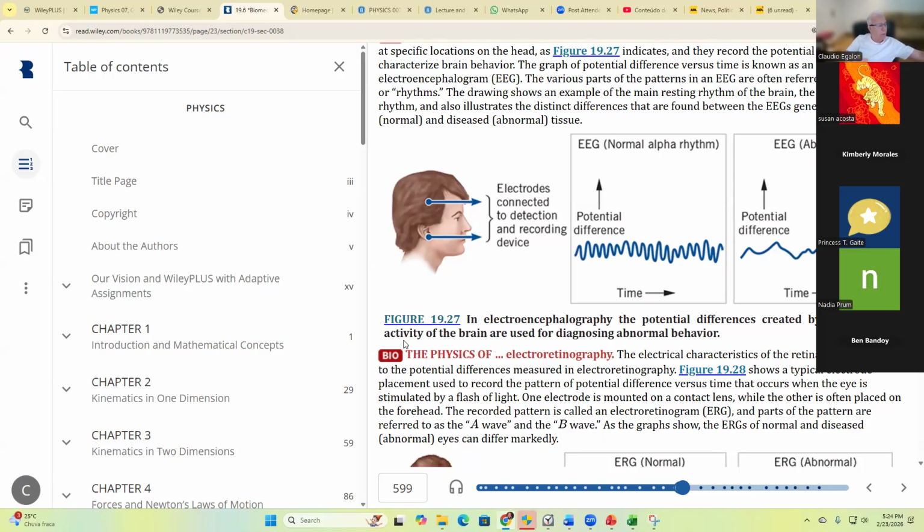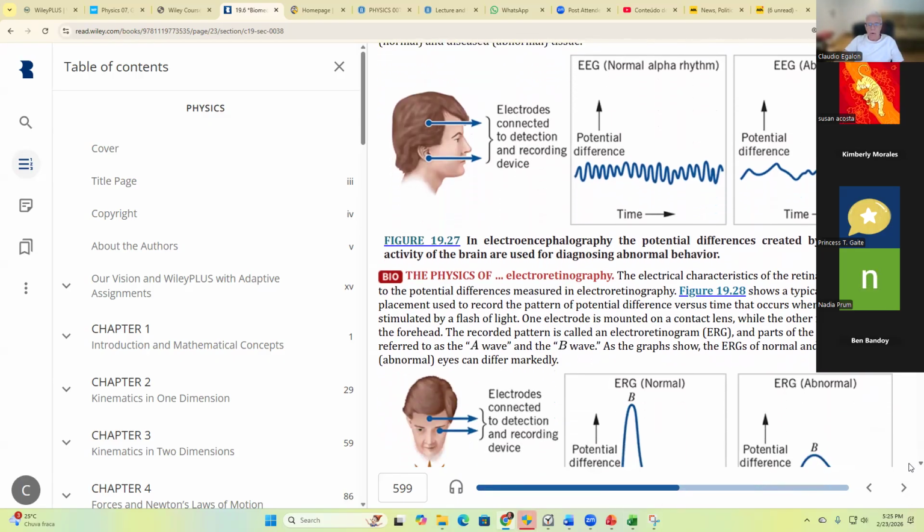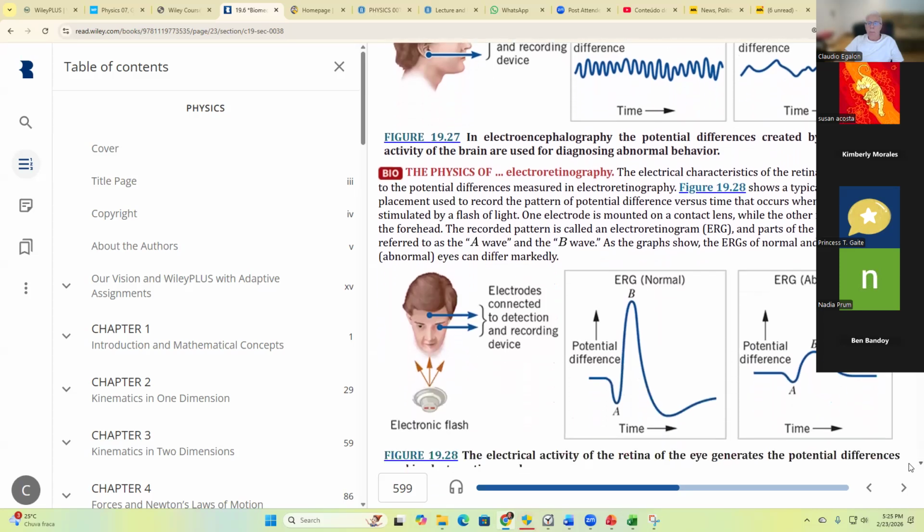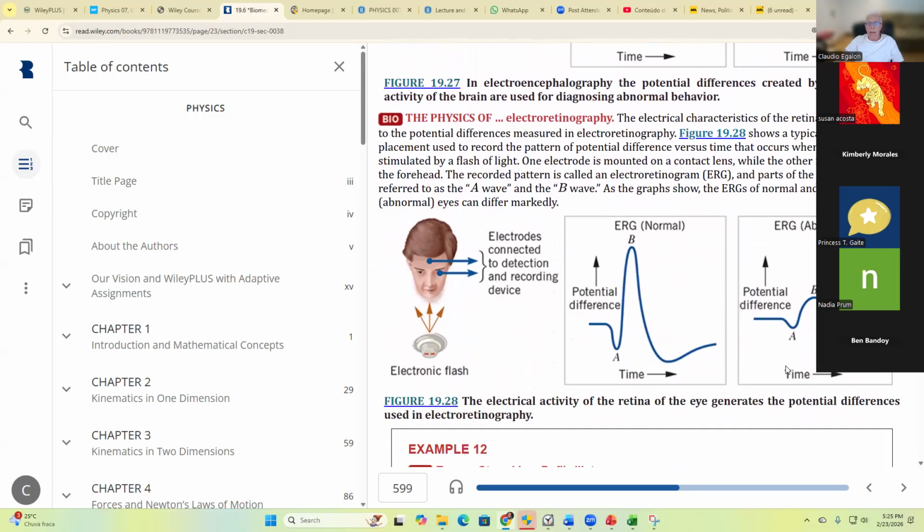Okay, and the electrode that we are talking about is just those two probes that I have here. One is the positive, the other one is the negative. Okay, like a multimeter, they do have a positive and negative sign. And here's the electroretinogram, right? Here you go, normal and abnormal.